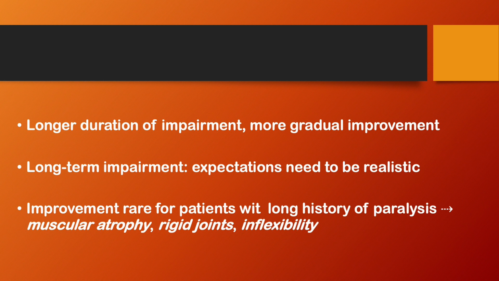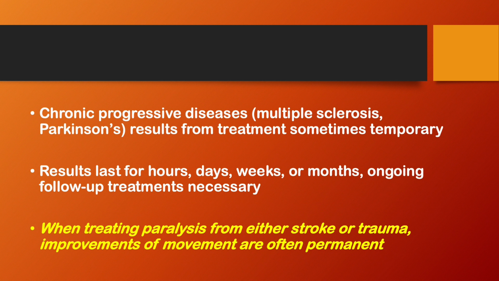Improvement is rare for patients with a long history of paralysis that has led to muscular atrophy, rigid joints, and inflexibility. When treating chronic progressive diseases like multiple sclerosis and Parkinson's, results from treatment are sometimes temporary. Results may last for hours, days, weeks, or months, but ongoing follow-up treatments will be necessary. When treating paralysis from either stroke or trauma, improvements of movement are often permanent.